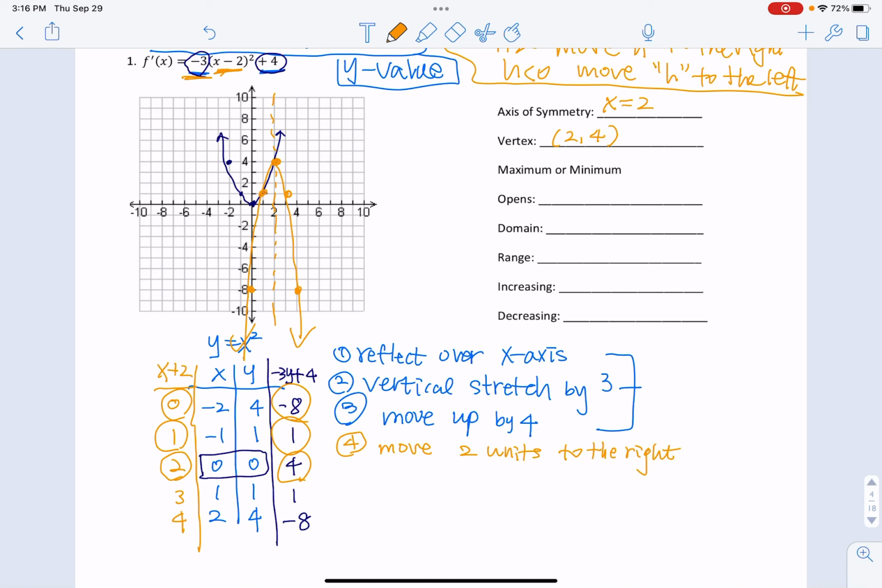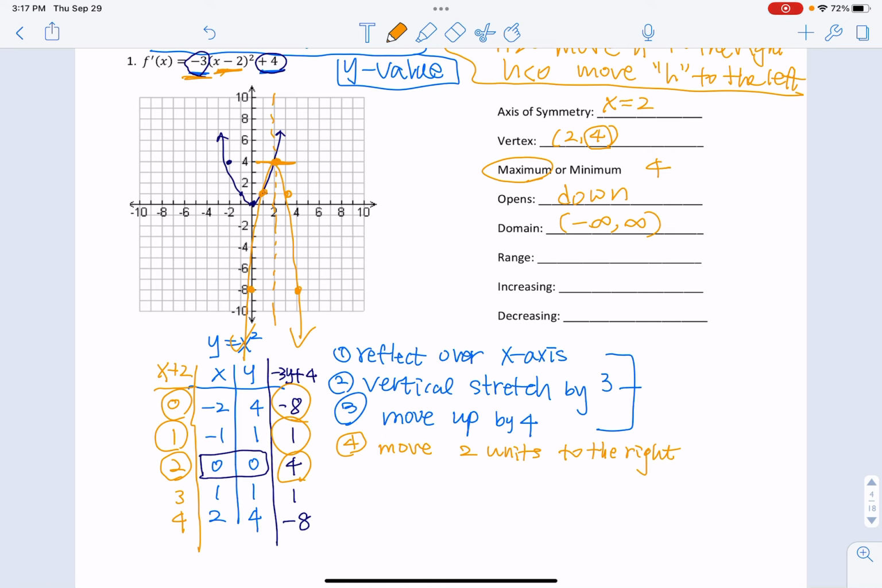So the original parent function of the quadratic has 0, 0 as the vertex and opens upward, so it has a minimum value. But the new function, because of the negative value for a, opens downward and has a maximum value. The maximum value is the vertex y value, which is 4, opening down. And the domain for a quadratic function is always all real numbers. Remember that. And the range for this new function has a maximum of 4.